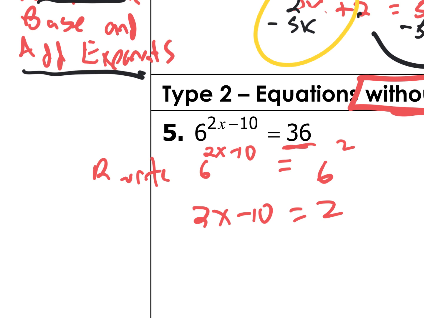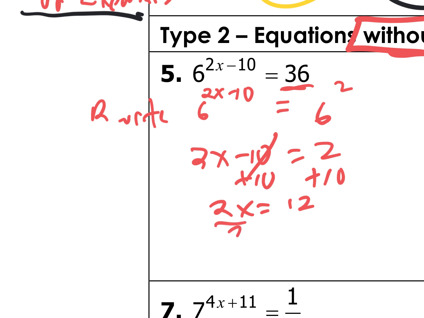Now this is just an 8th grade problem. Add 10, cancel, 2x is 12. Divide by 2, divide by 2. How much is x? 6. 12 divided by 2 is 6.